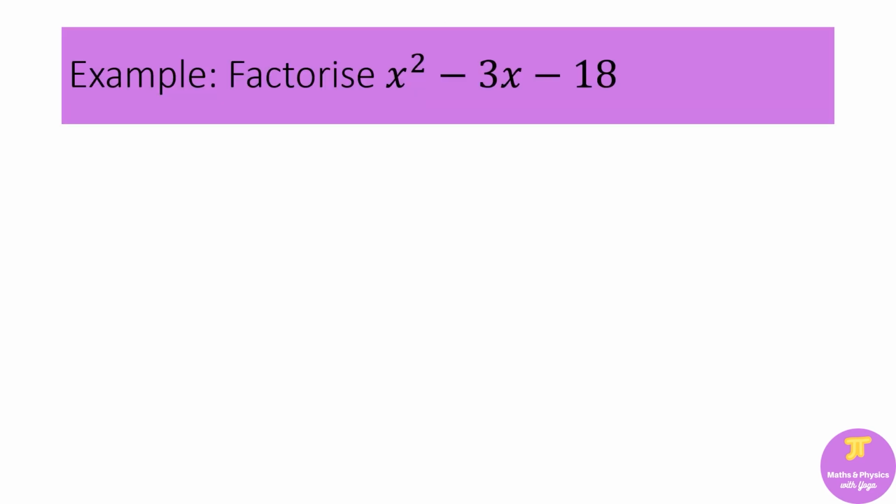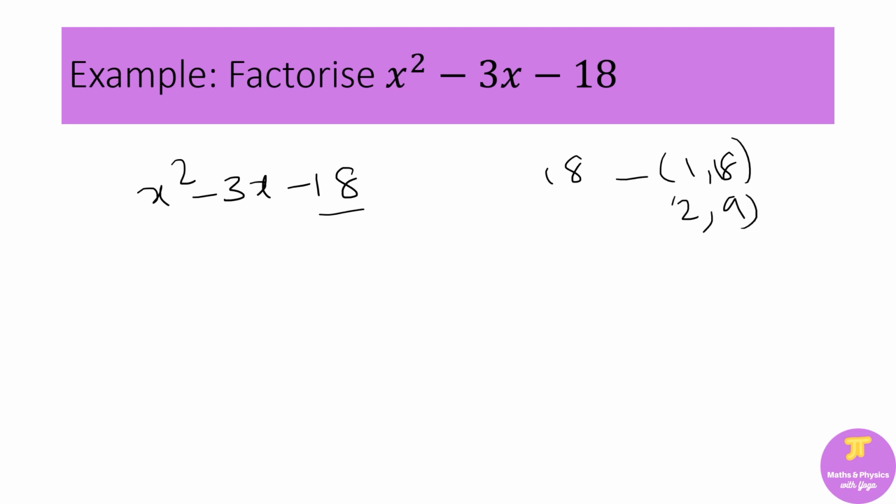Let's look at this example. In this example, they're asking you to factorize x squared minus 3x minus 18. So the best way to factorize is you take this constant 18 and find its factor pairs. So 1, 18, or 2, 9, or 6, 3. These are factor pairs.